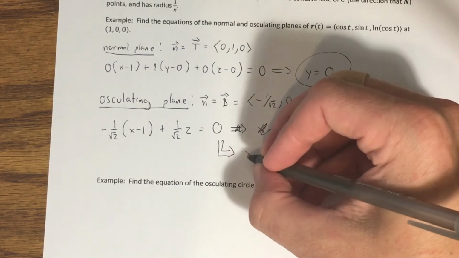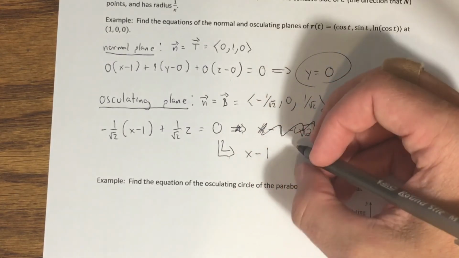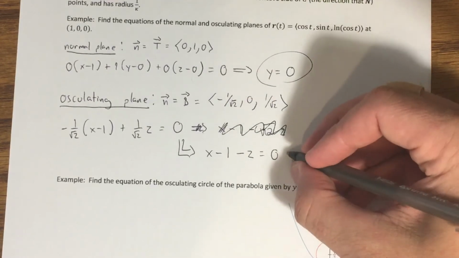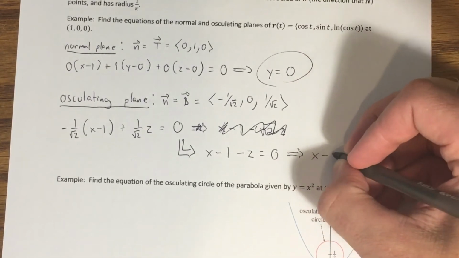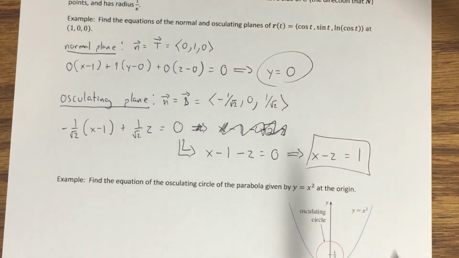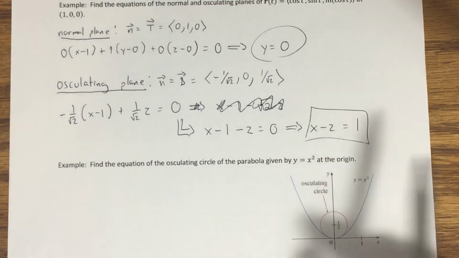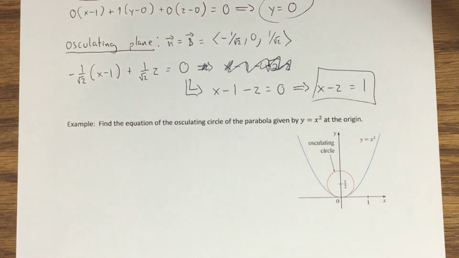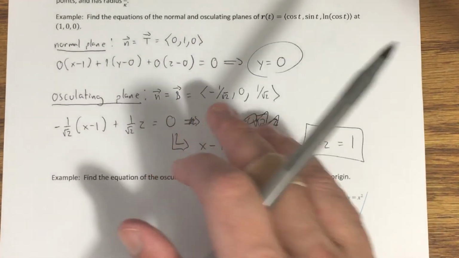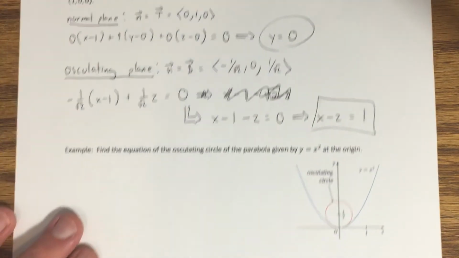It's going to be x minus 1 minus z equals 0. Or if I add the 1 to both sides, x minus z equals 1. Really, any of these would have been a valid answer, but this one seems to be the simplest version of that. Okay, so that's your normal plane. Or sorry, osculating plane. We got an example of each type here.